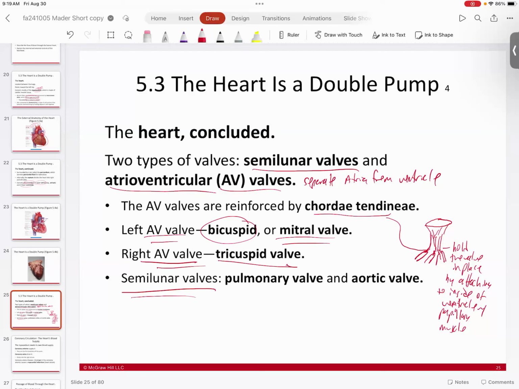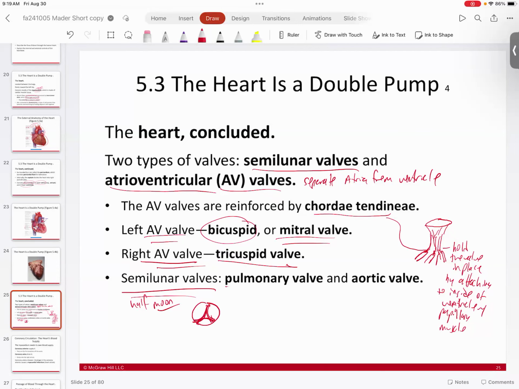The semilunars basically means half moon. And what these are is essentially like a series of little half moon flaps. If you take a look at it, it looks something like this. So here's a moon, here's a moon. They look kind of like that if you look at them end on.